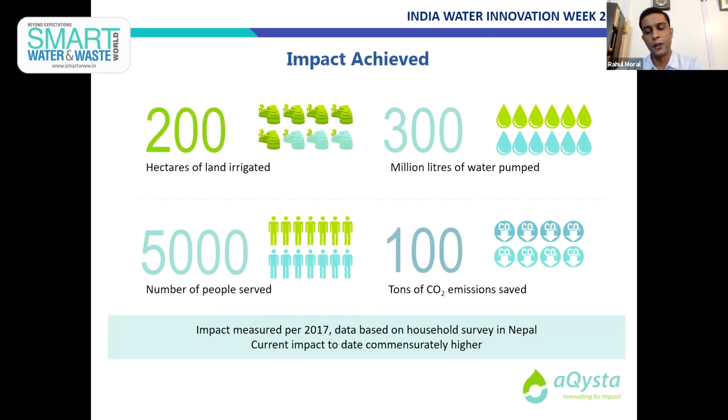So here are some figures from the impact achieved in Nepal. These figures are from 2017, so we were there for 3 years before that. This is collective data for 3 years. In 3 years, we've achieved 200 hectares of land irrigated, around 300 million liters of water pumped, and 5,000 people have benefited directly or indirectly. And the most important that we feel in this time, especially in our region, is we have saved 100 tons of CO2 emissions generated from agricultural use.